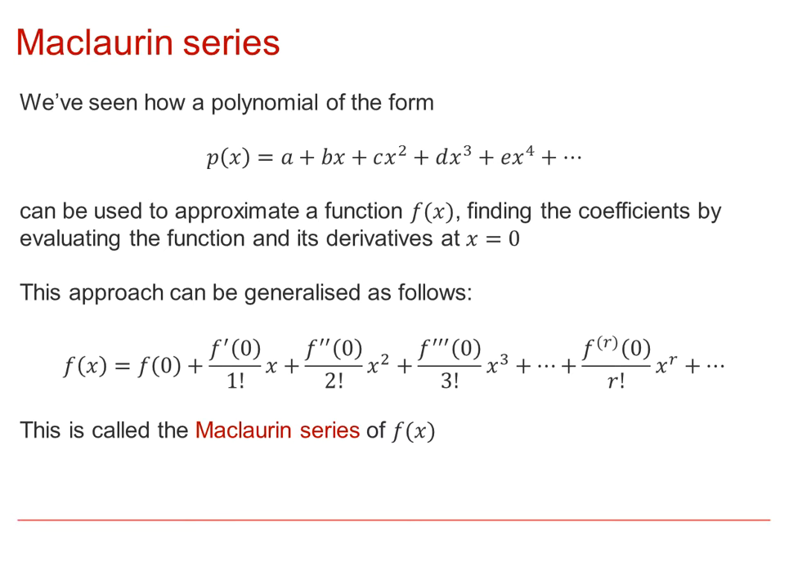This approach can be generalized as follows, where f(x) equals the value of the function at 0, plus the value of the first derivative divided by 1 factorial and then multiplied by x, plus the value of the second derivative at x equals 0 divided by 2 factorial and then multiplied by x squared, and so on. This is called the Maclaurin series of f(x). It could also be called the Maclaurin approximation or expansion.